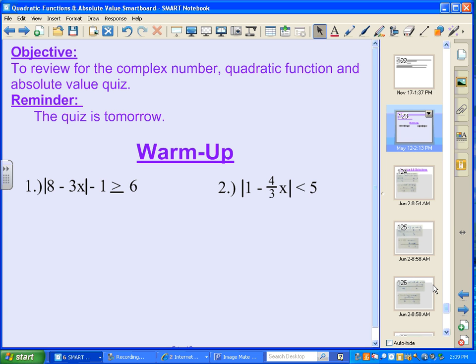Everything we've done in this packet, the orange peach packet, will be on it. There are not any word problems because we did not do any word problems with this packet. So just the problems we've been practicing. Review is very similar to the quiz, which I'll show you in a little bit.